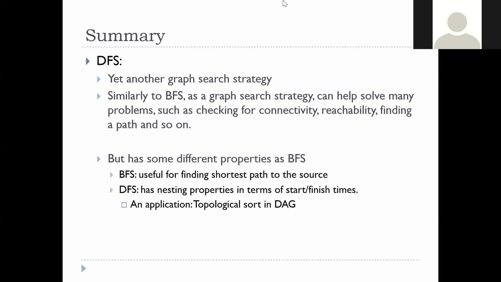In particular, if a node V is reachable from U, that means the exploration of V will be done before you finish exploring the node U, which has a path leading to V. And this nesting property is useful in helping us, for example, to compute the so-called topological sort of a directed acyclic graph. All right. And this is what I wanted to talk about today.